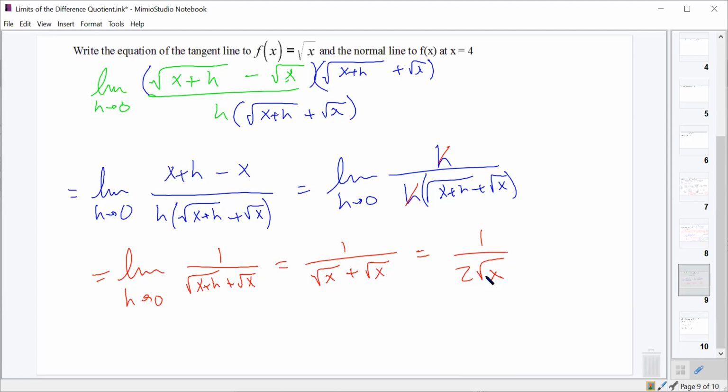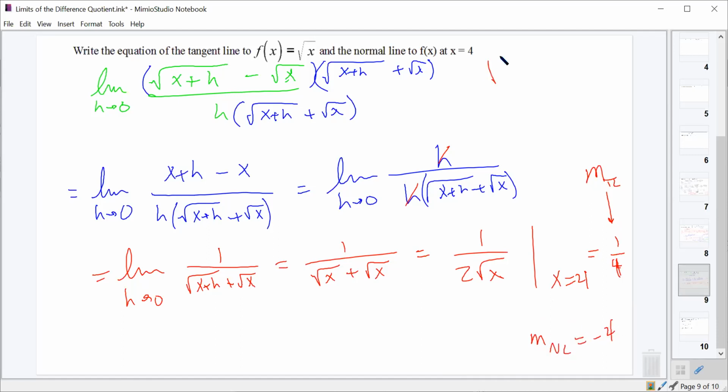Everybody good or no? Yeah. All right, so we need to evaluate this at x equals 4. What does that give us at x equals 4? 1/4. So that's the slope of the tangent line. And what's the slope of the normal line? Negative 4. Good.